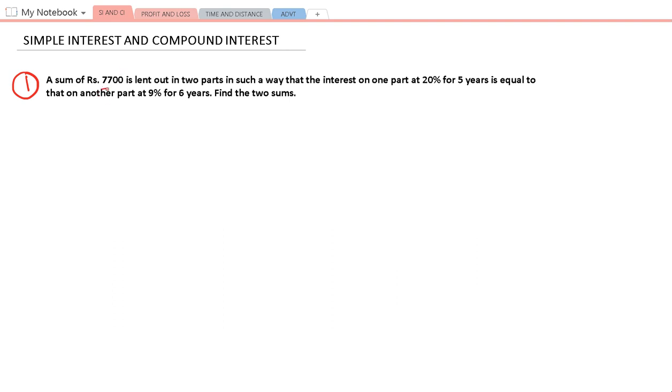The sum of 7,700 rupees is lent out into two parts in such a way that interest on one part at 20% for 5 years is equal to that on another part at 9% for 6 years. So find the two sums. What are the two individual sums? Let's take the first part as x and the second part as 7,700 minus x.